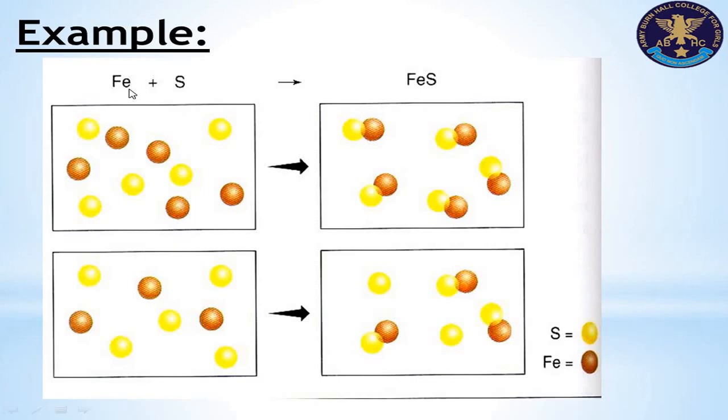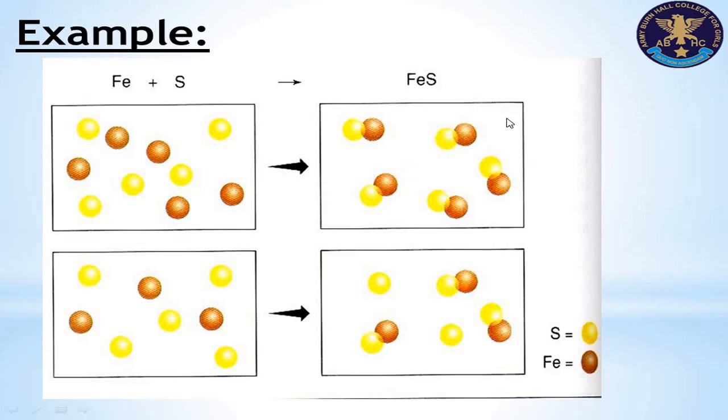For example, we have the formation of iron sulfide, and the reactants here are iron plus sulfur. We will have the formation of iron sulfide. These yellow color balls represent the sulfur, while brown color balls represent the iron. Just focus on this box of the figure, how many atoms of sulfur and how many atoms of iron we have. In this we have 5 atoms of sulfur and 5 atoms of iron. By the combination of all of these, we will have the formation of 5 moles of iron sulfide.